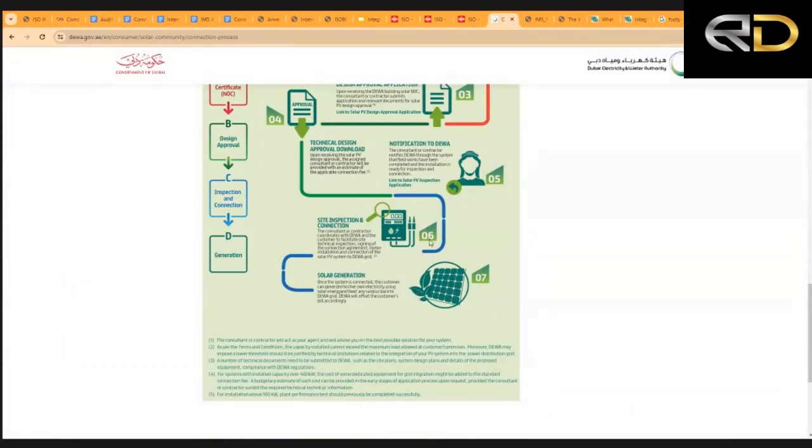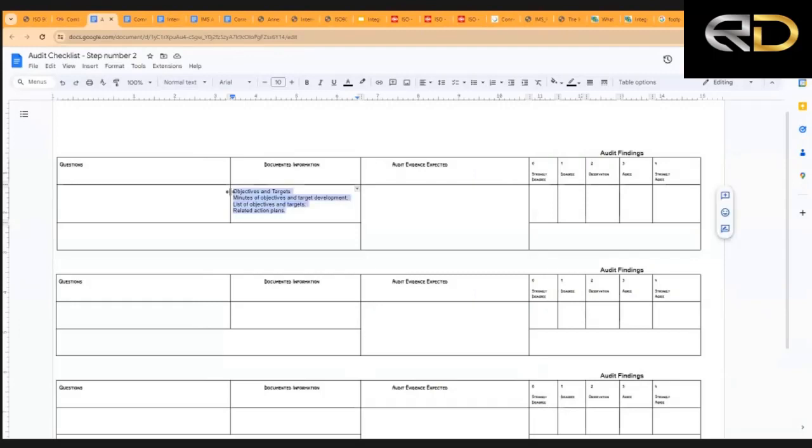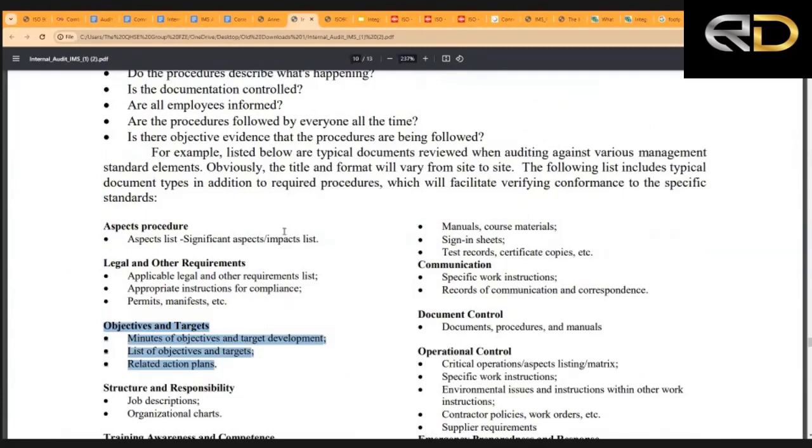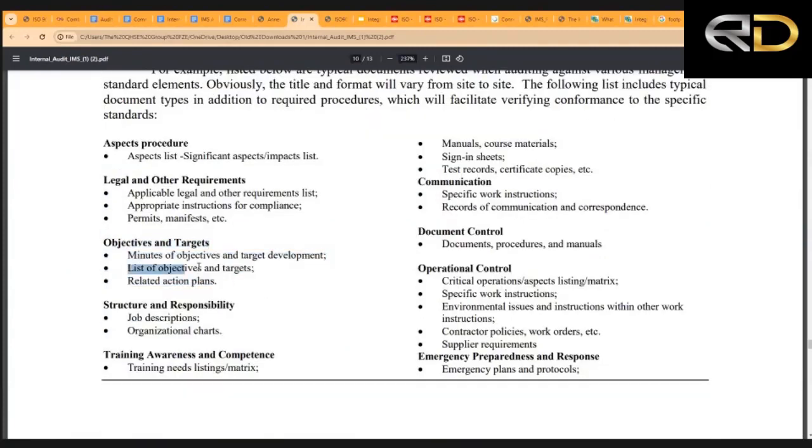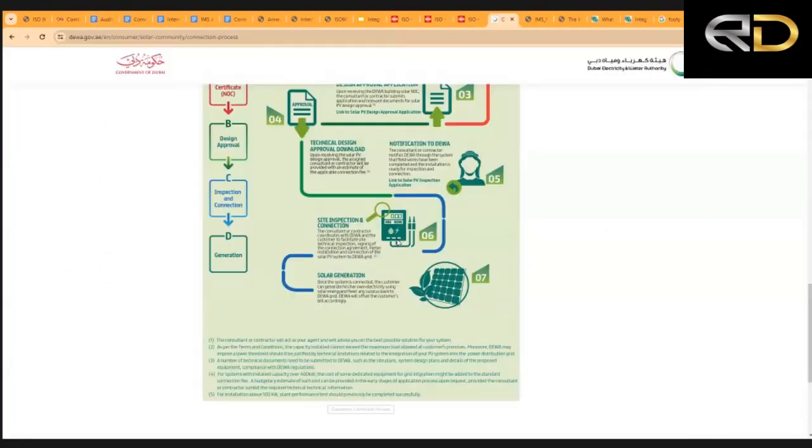I'm basically auditing step number 6 and step number 7. So what I'm going to do for the duty holder or the supervisor here in step number 6 or 7 of the process, I'm going to request this documented information. This is what I want to look at. That means I'm going to ask for a list of objectives and targets for this section. What are your targets and what is the list of your targets here in step number 6 and step number 7? What do you want to achieve in quality, safety, and environment in step number 6 and step number 7?